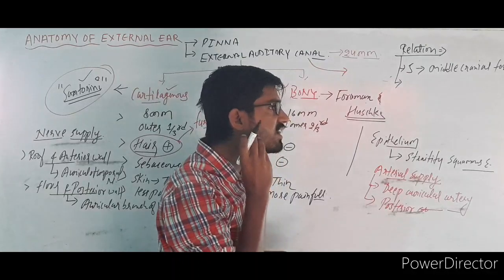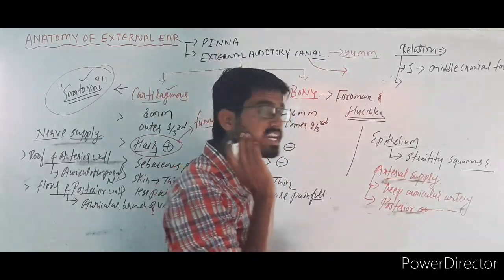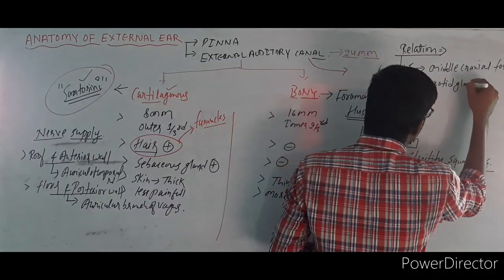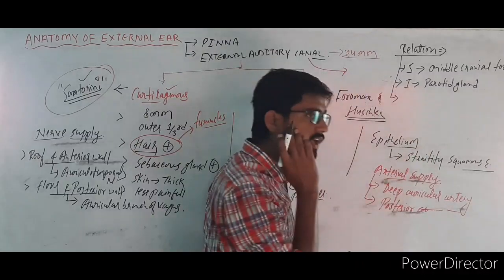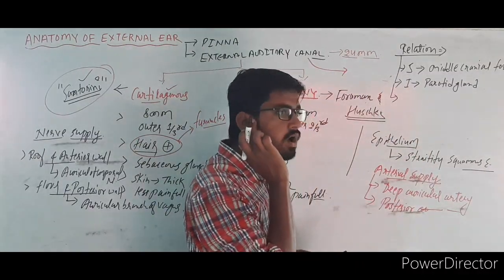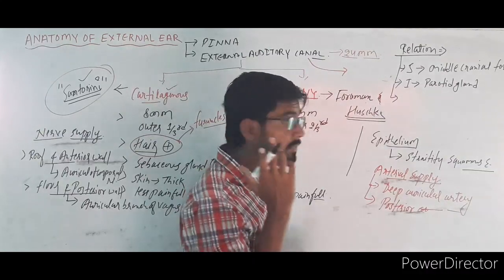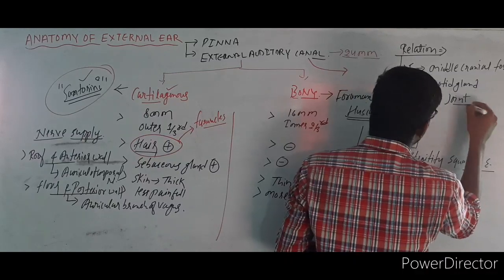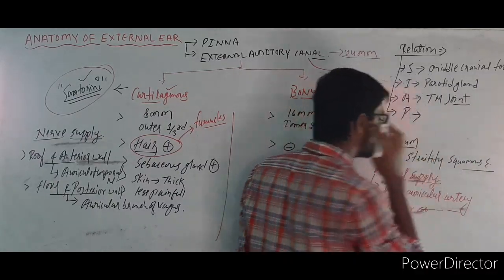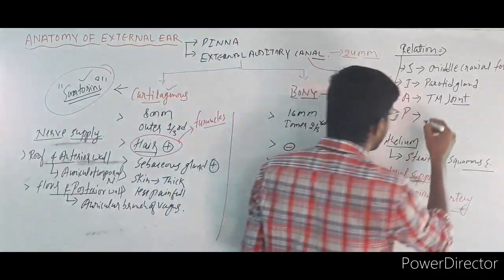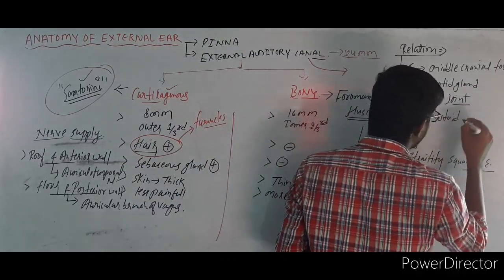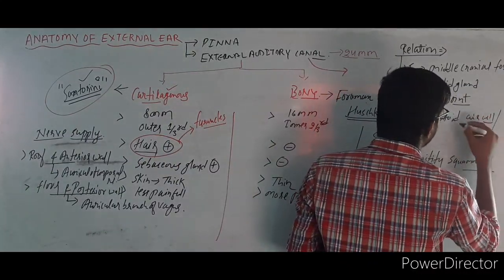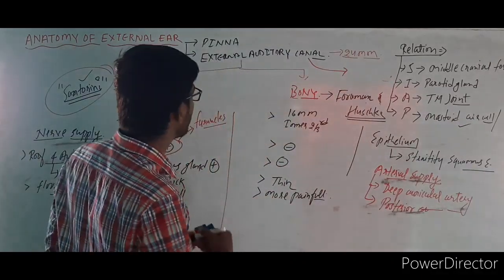Now inferiorly, you tell me what is here? Parotid gland, right? So inferiorly, parotid gland. Can you tell me what is anteriorly? You feel here, what? Temporomandibular joint. So anteriorly, TM joint. Am I right? Yes. And posteriorly, what is this? Mastoid process. So mastoid process, or if you want to write the content, then mastoid air cells. So this is the relation of the external auditory canal.